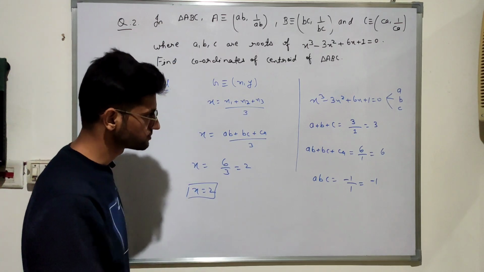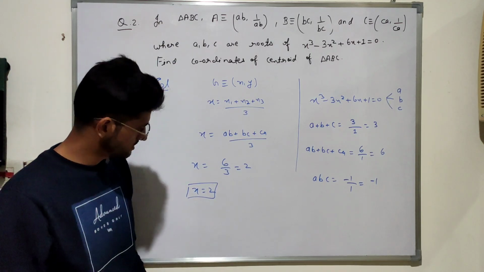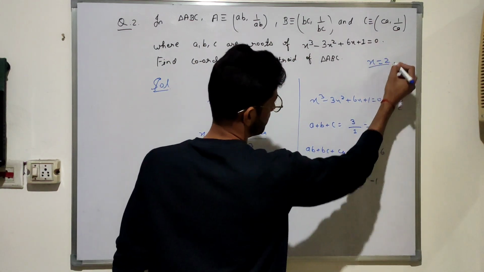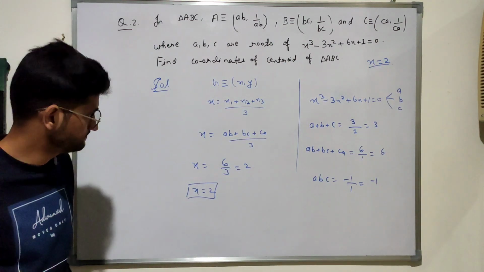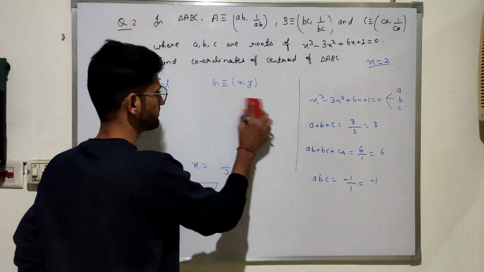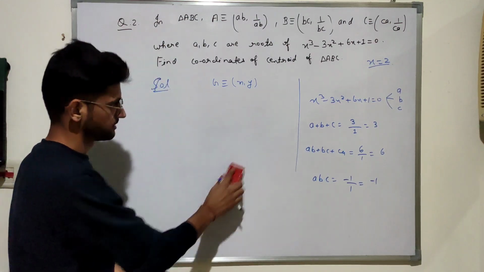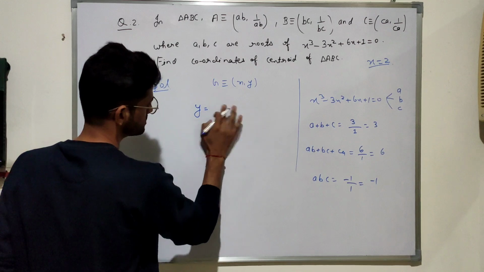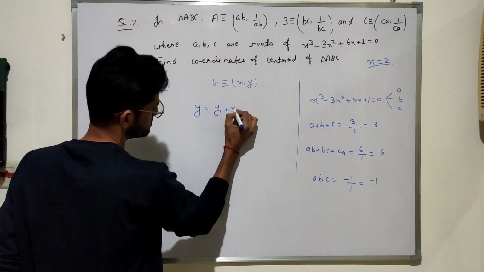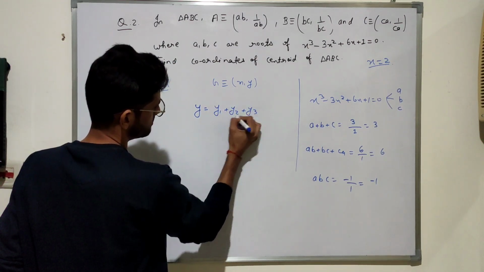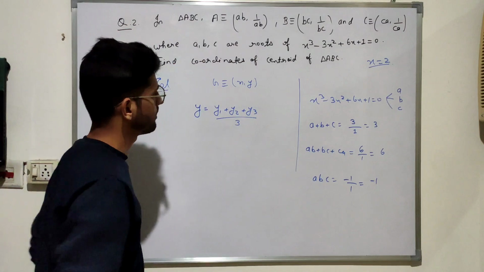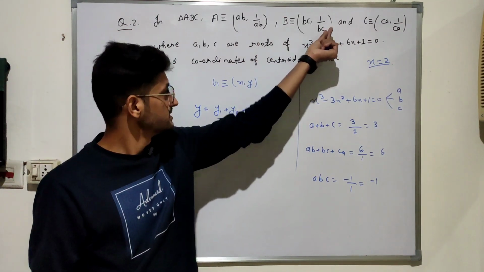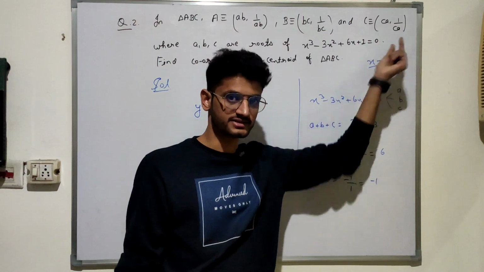So we need to find the y coordinate also here. How will we do that? Now we have x equals 2, and we need to find the y coordinate of the centroid. Similarly, we will do it for y also, using the knowledge which we have as of now. So y is equal to y1 plus y2 plus y3 divided by 3. Here y1 is the y coordinate of point A, y2 is the y coordinate of point B, and y3 is the y coordinate of point C.